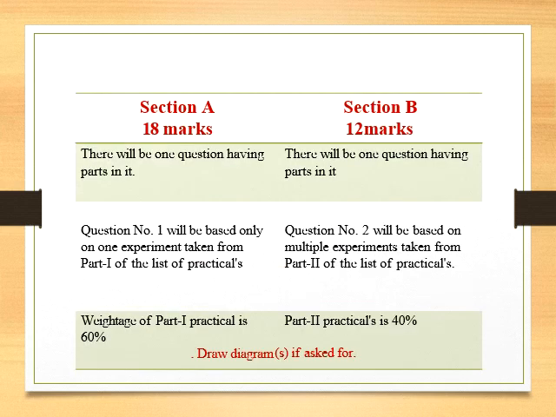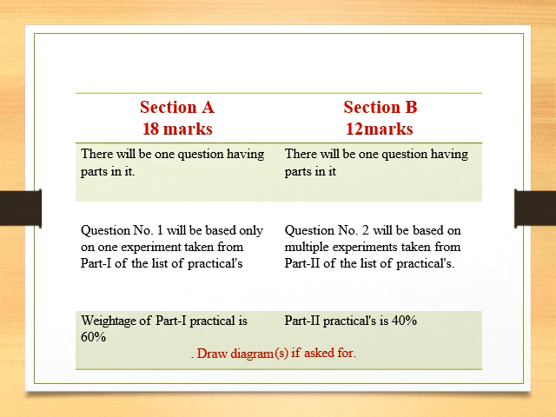Okay, so now let us discuss the PBA paper. It consists of two sections, section A and section B. Section A carries 18 marks, section B carries 12 marks. This makes total of 30 marks. In section A, there is only one question having parts in it, and that question would be asked from the experiment that is taken from part 1 of the list of practicals, also called the major practicals. And this is the 60% of your whole PBA paper.